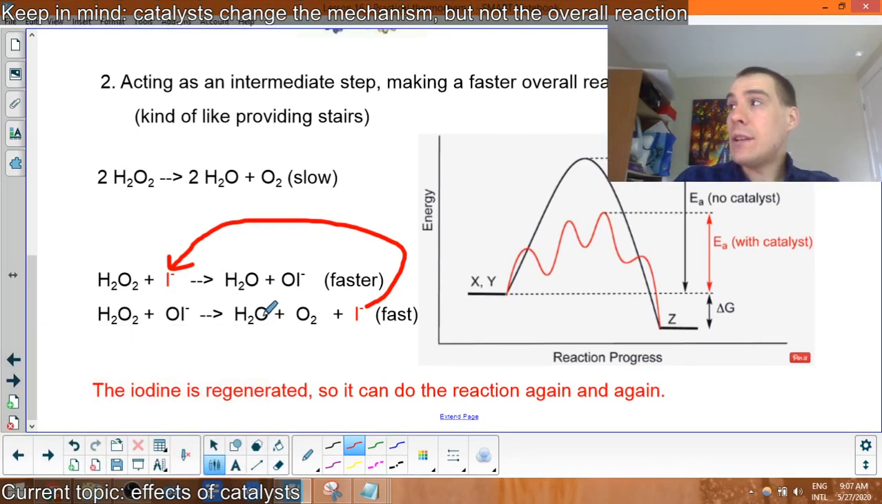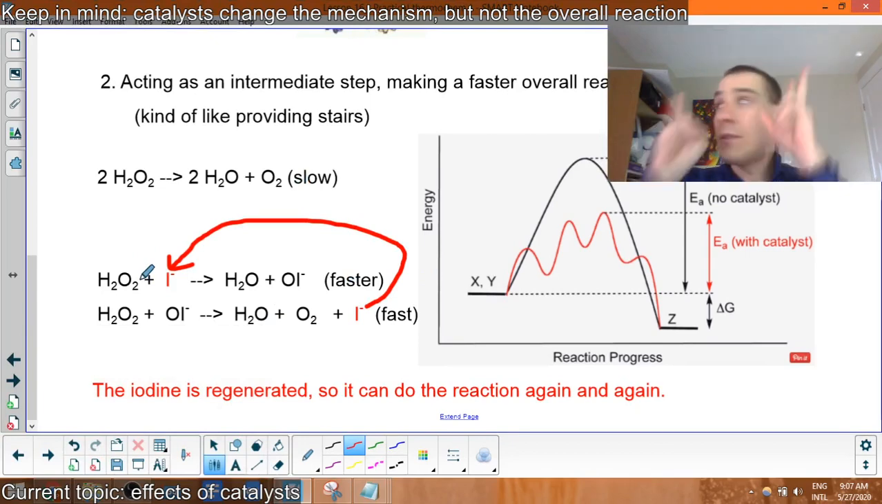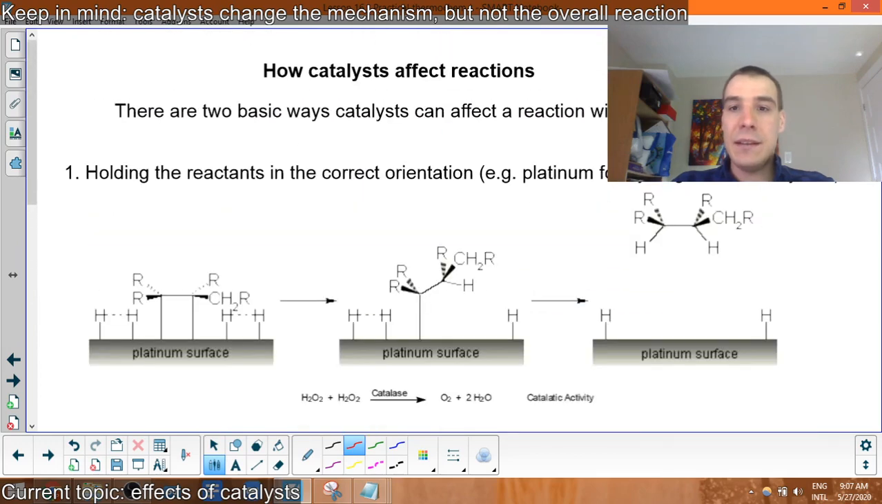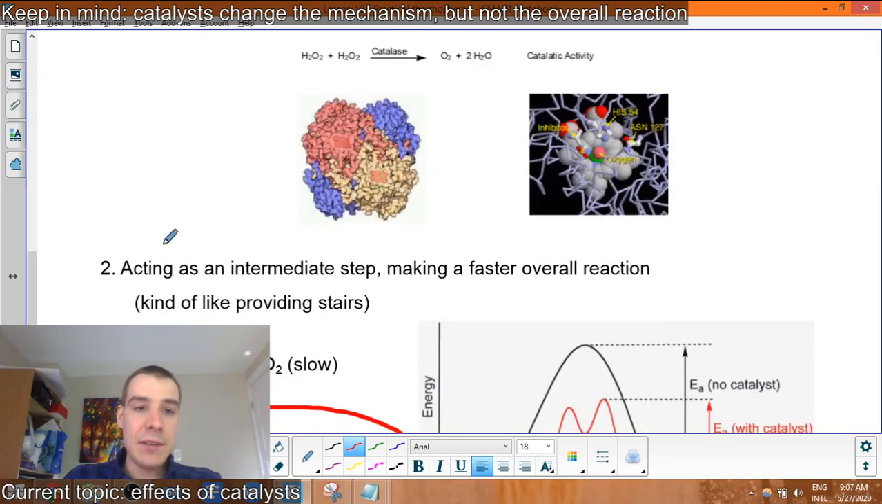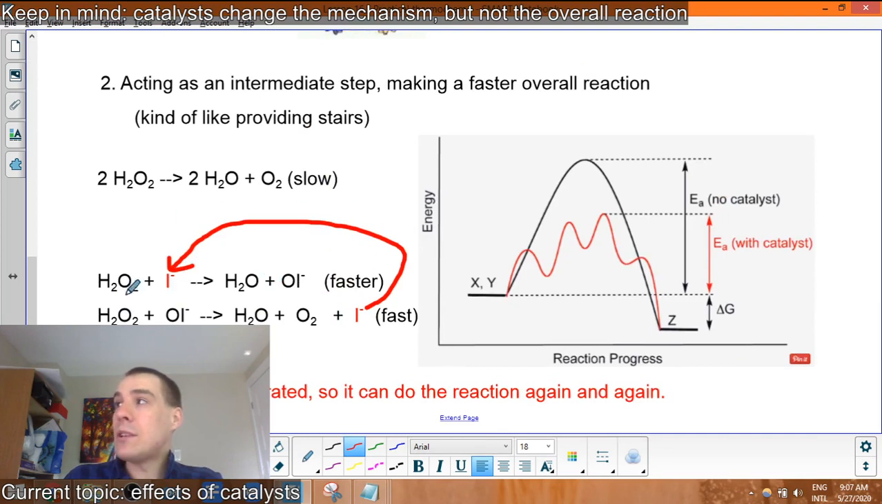And it's regenerated. So often people will say catalysts speed up the reaction without taking part, but they do actually take part, right? That's why I put taking part in brackets up here, because they do actually take part in the reaction sometimes. It's just that they're regenerated over and over and over again. So you end up with a catalyst.